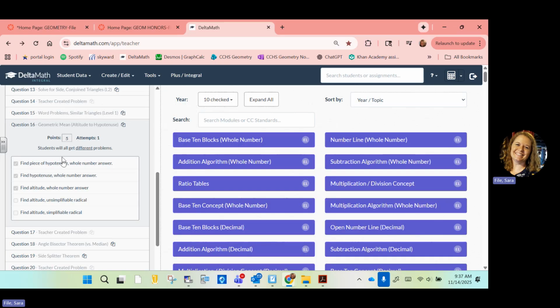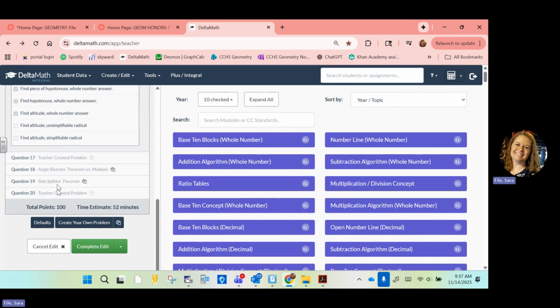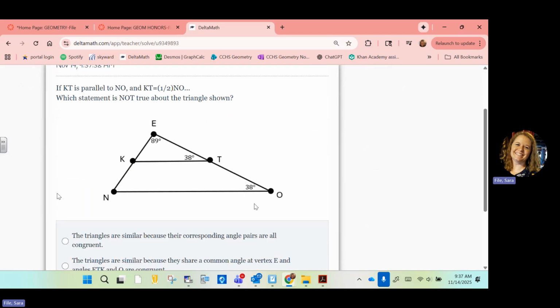Okay. All right. So that's the geometric mean question. Okay. The last one that I added in was number 20. This has no calculating to do, but I need you to understand the relationship that's happening when you have a mid segment. Because here they tell you KT is parallel to NO. Okay, so these are parallel sides.